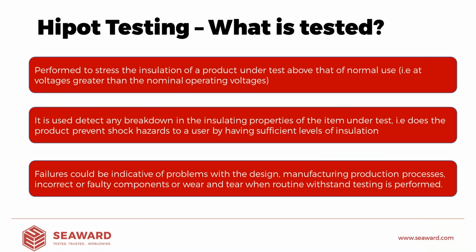We're typically doing this at a voltage much, much greater than the operating voltage of the product. It's used to detect any breakdown in the insulation properties of the item under test, i.e. does the product prevent shock hazards to a user by having sufficient levels of insulation? So we stress that insulation, make sure it doesn't break down, and holds that voltage without becoming problematic. Failures could be indicative of problems with the design, the manufacturing processes, incorrect or faulty components, or, if you're doing routine testing, wear and tear within the product itself.